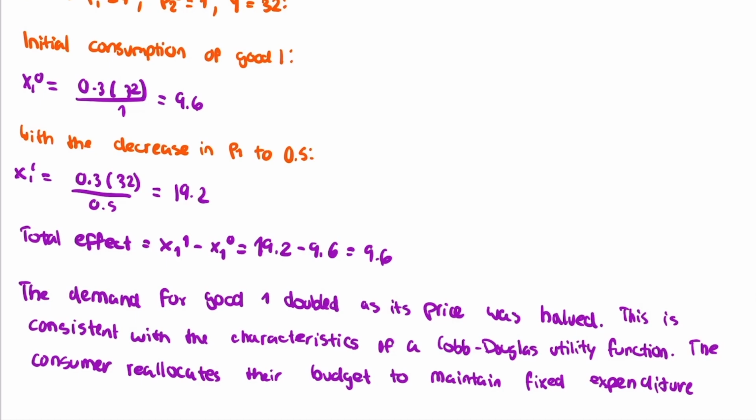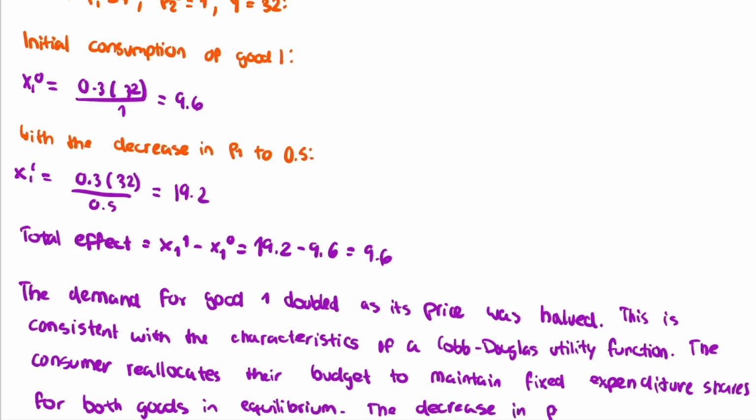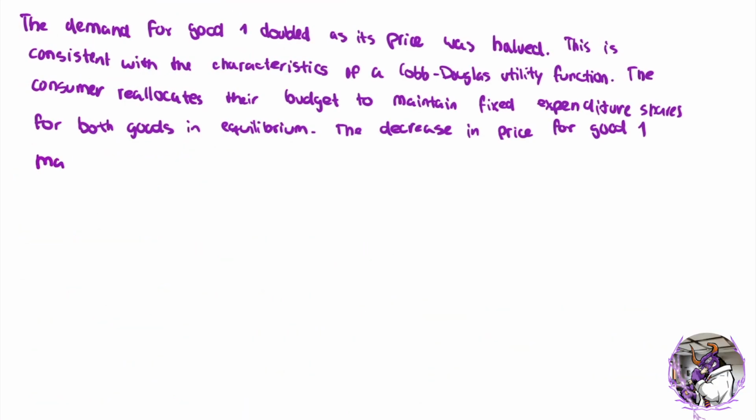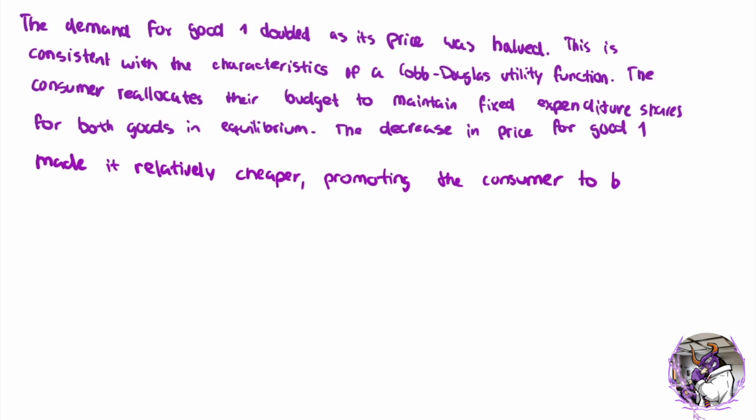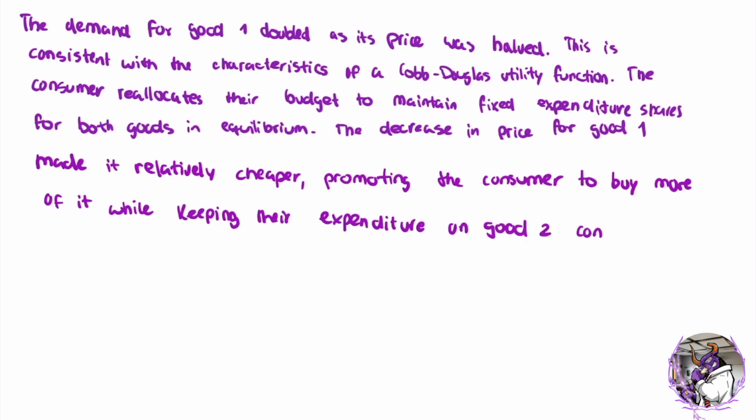This is consistent with the characteristics of a Cobb-Douglas utility function. The consumers reallocate their budget to maintain fixed expenditure shares for both goods in equilibrium. The decrease in price for good 1 made it relatively cheaper, prompting the consumer to buy more of it while keeping the expenditure on good 2 constant.